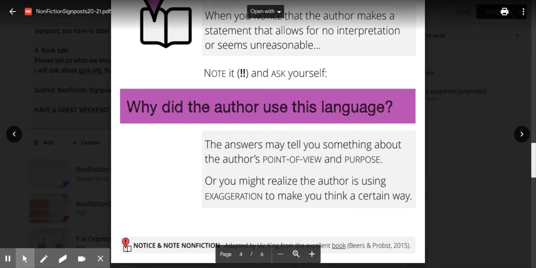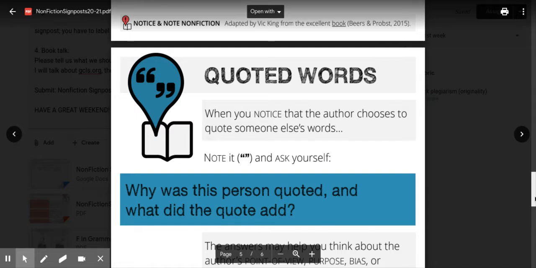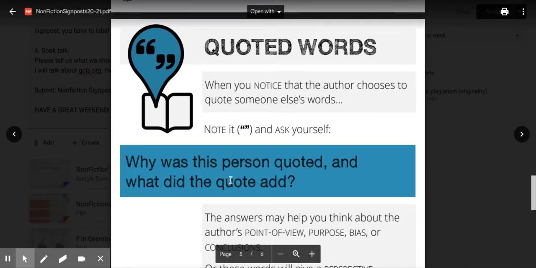It's very tone-filled. Number 4, quoted words, probably the second easiest to spot because you're obviously looking for quotation marks. But you don't want to just say, boom, boom, boom, here's a quote. Find the quote that really adds meaning to the article and ask yourself, why was this person quoted and what did the quote add? We don't want you to treat this anytime we do signposts as a scavenger hunt. Great, you found them, but stop and have that meaningful, pregnant pause and think about why. What is this adding to the article? Why would the author use it?